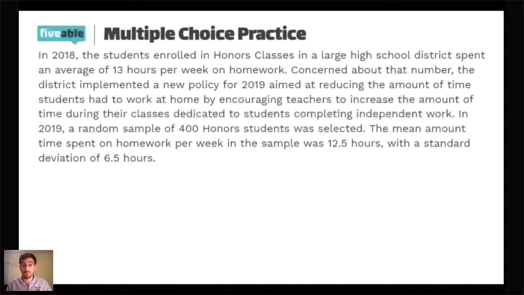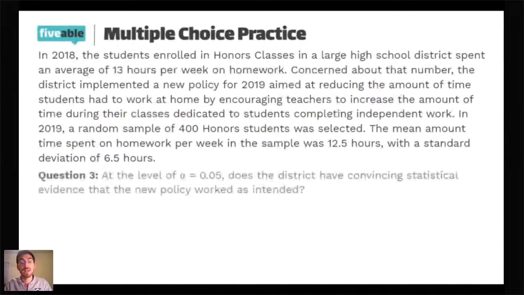All right, so we've written our hypotheses: mu equals 13 versus the alternative of mu less than 13. We've checked our conditions for a one sample t-test. Now let's see, at this significance level of 0.05, does the district have convincing statistical evidence that the new policy worked as intended? On my TI-84, I'm going to go to number 2 and do a t-test. I will give you a couple of minutes if you have a calculator with you to work it through, and then I will model it on here.